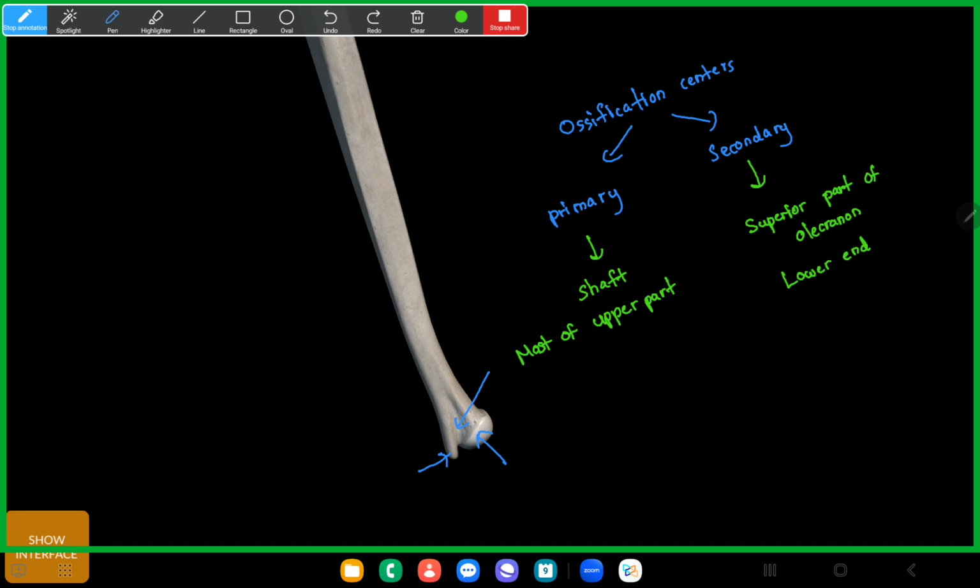Let's see what the ossification centers in the ulnar bone are. There are two types, primary and secondary. The shaft of the ulnar bone and most of the upper part of the ulnar bone ossifies from the primary ossification center, and the superior part of the olecranon process and the lower end of the ulnar bone ossify from the secondary ossification centers. Ossification centers are the areas where bone formation begins. So you have to know the ossification centers as well.